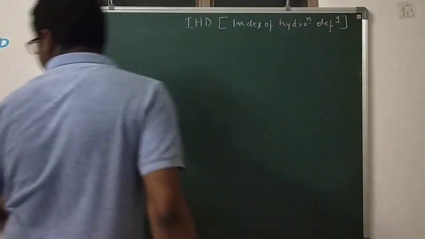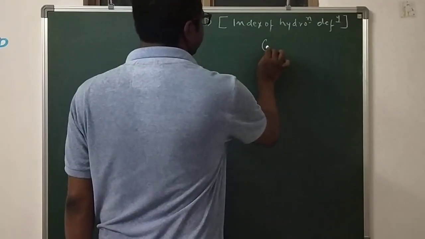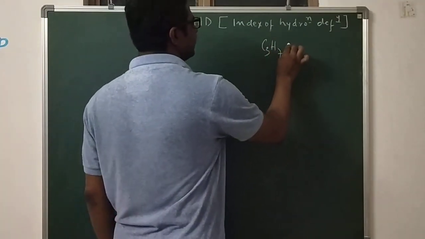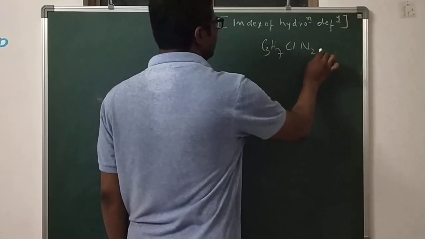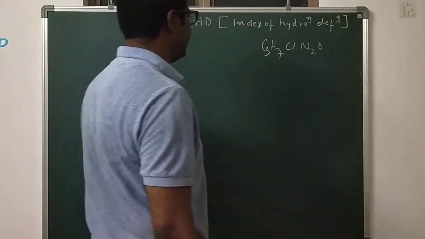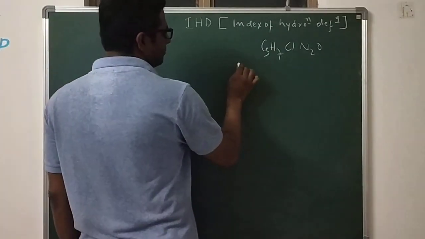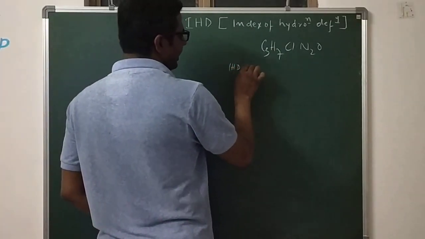Let us take a complicated compound, C3H7ClN2O, and let us just take the IHD, nothing else. So let us calculate the IHD.